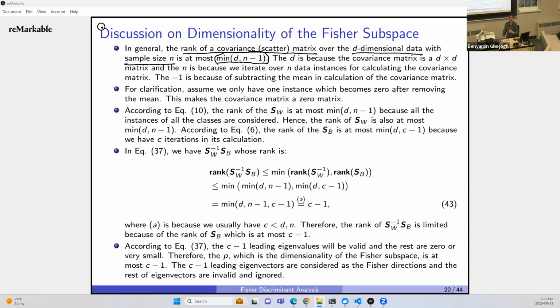First, let's talk about it. I think it's obvious. It's min of d and n. Why? The matrix, recall covariance. What was the formula of covariance? Can you tell me?